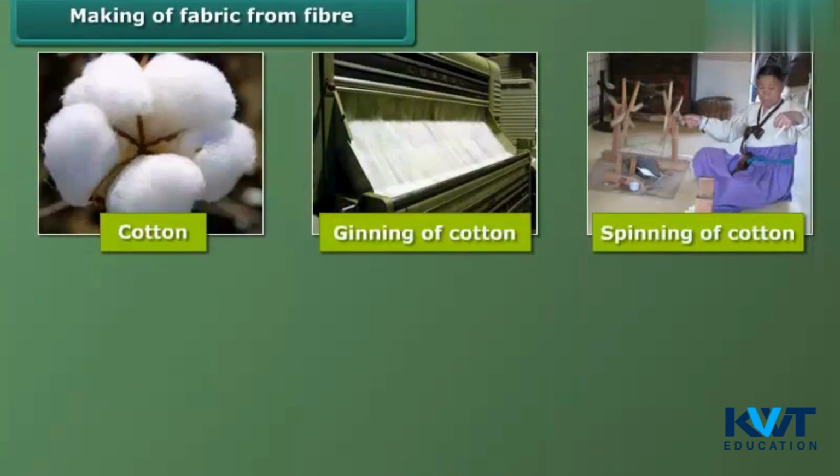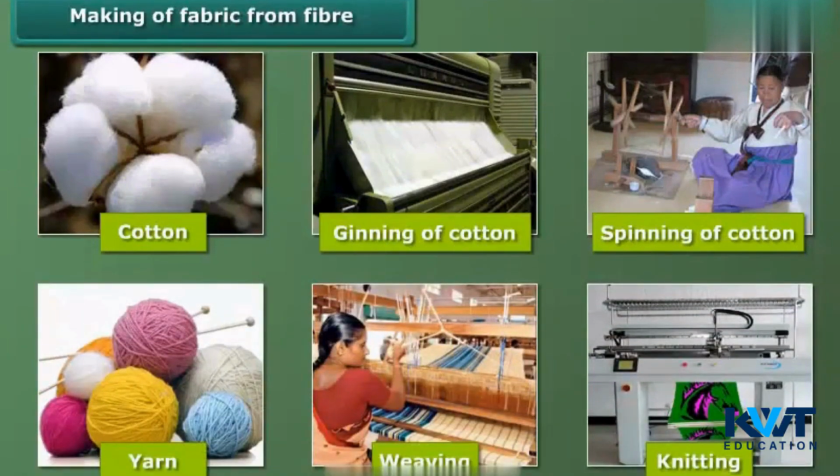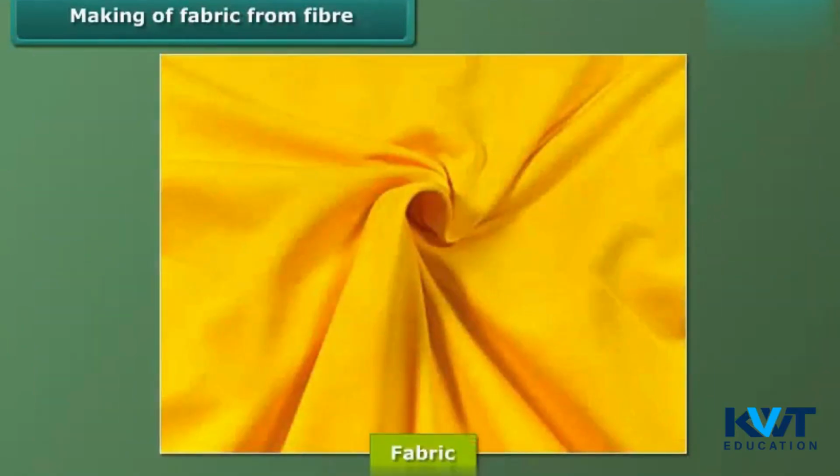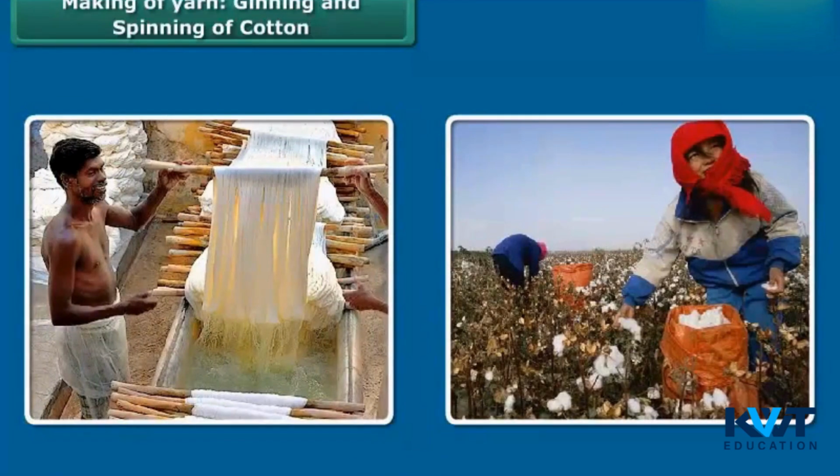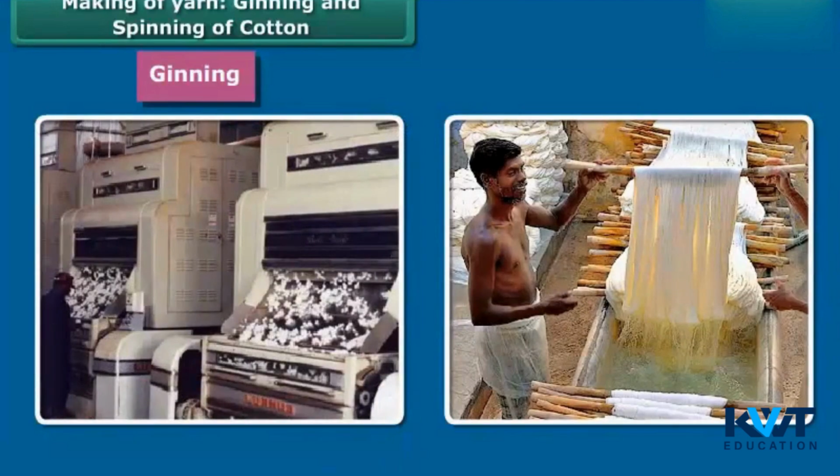Making of fabric from fiber. How is fabric made from fiber? First, yarn is made from fiber and then fabric from yarn. Making of yarn, ginning and spinning of cotton. Students, to make fiber, cotton is picked by hand from cotton balls and then fiber from the seeds is separated by combing. This is called ginning.